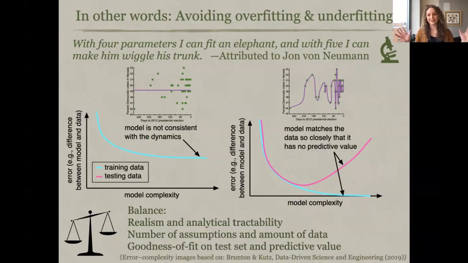So point being, with a bunch of free parameters, you can do anything. You can fit a curve that goes through absolutely everything. But really what you want to balance is these two extremes. In this case, there is a lot of error between the purple line, our forecast, and the green points. So maybe in this case, you've chosen a model that is so simple that it's not quite consistent with the dynamics.